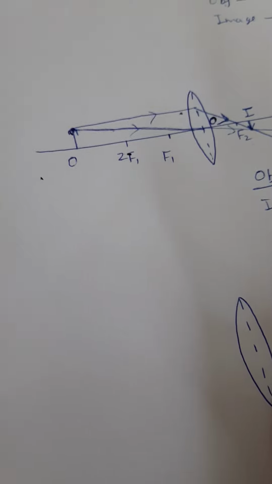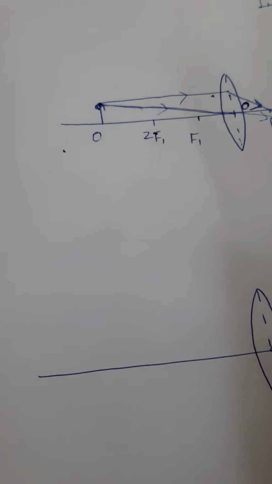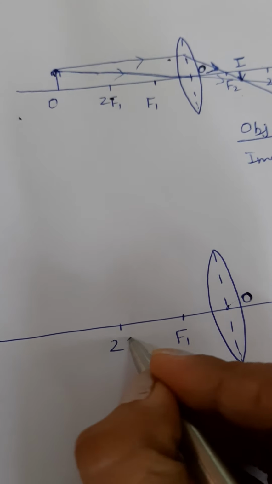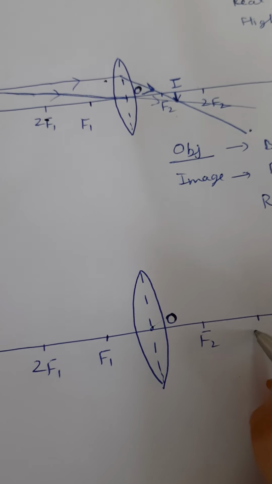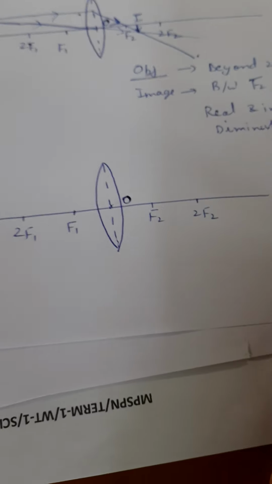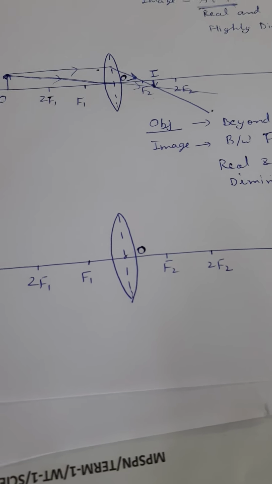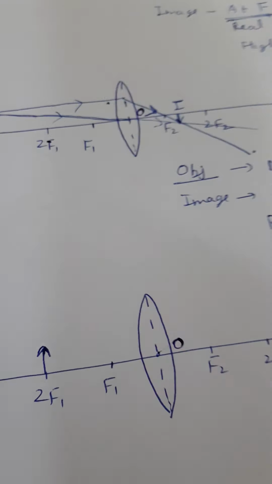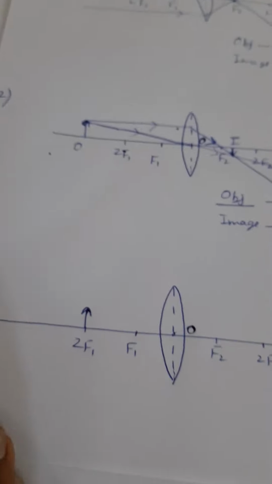Draw this one. Then the principal axis. This is the optical center. Mark F1, 2F1, F2 and 2F2. Take care these distances should be equal, otherwise you will not get an appropriate diagram. Now suppose the object is kept exactly at 2F1. Maybe we can say it is kept at C1.